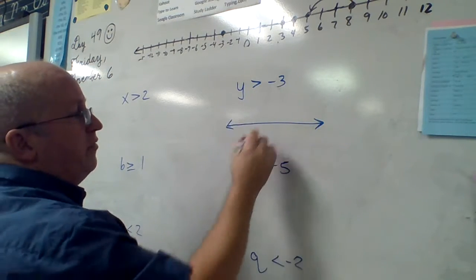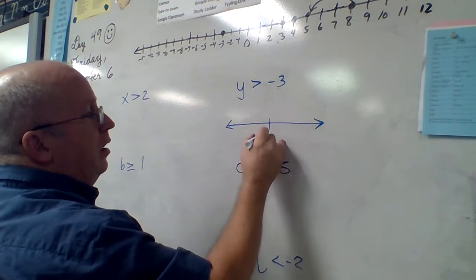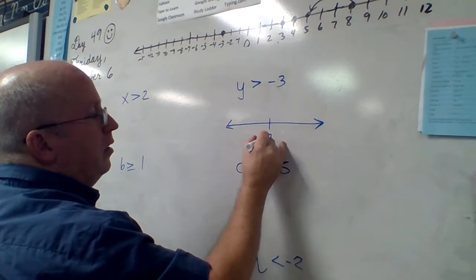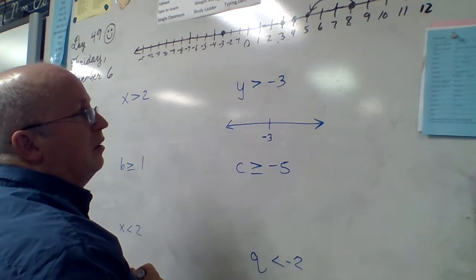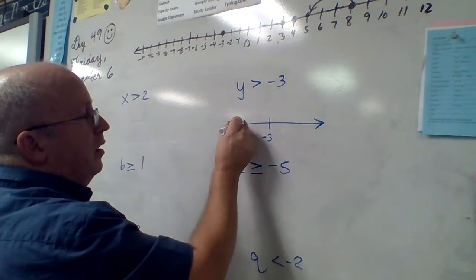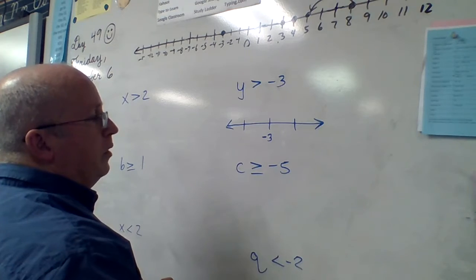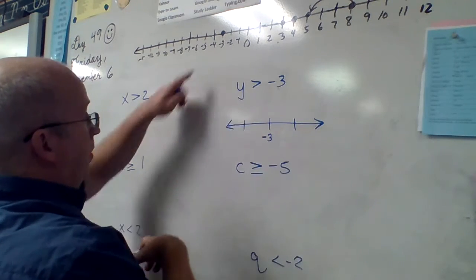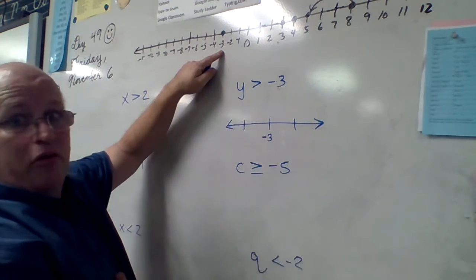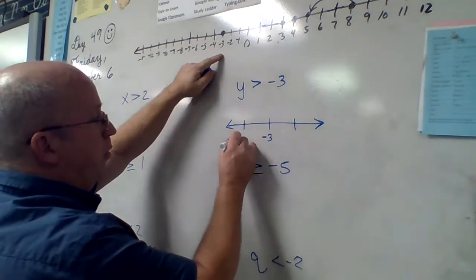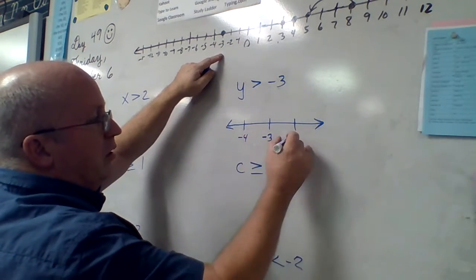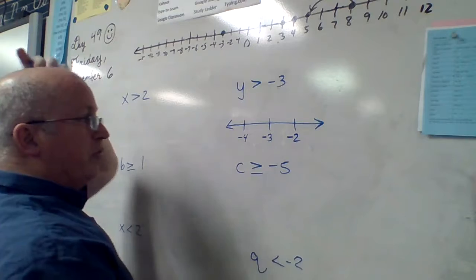I'm supposed to graph it on a number line. And so I'm going to put number -3 right in the middle of my number line. And then I'm going to put two numbers on either side of it. Now remember, on the negative side of a number line, things are reversed. And so this number would have to be -4, and this number would have to be -2.